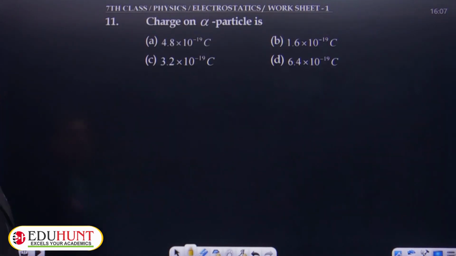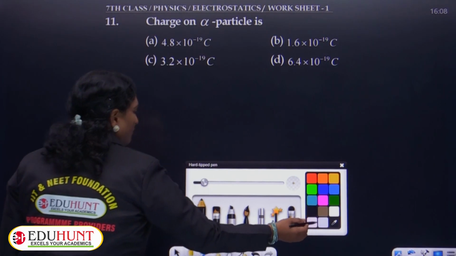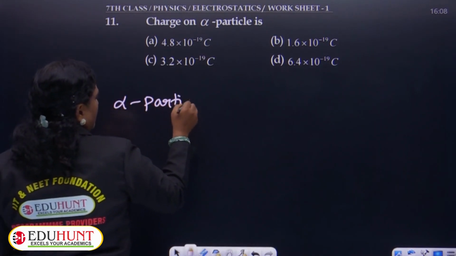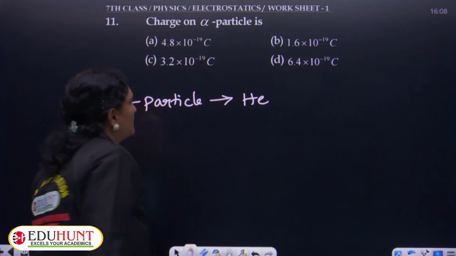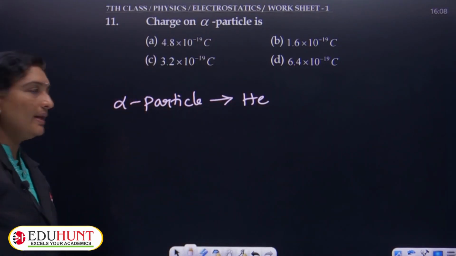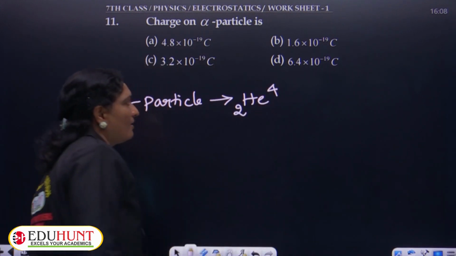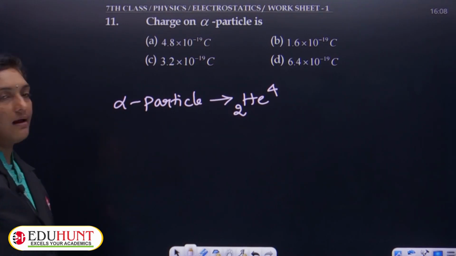So now moving to the next question, 11th one, charge of an alpha particle. We have already discussed that an alpha particle is nothing but a helium nucleus. So alpha particle is nothing but your helium. The atomic number of helium is 2 and the mass number is found to be 4. So it asks you to find the charge of an alpha particle.